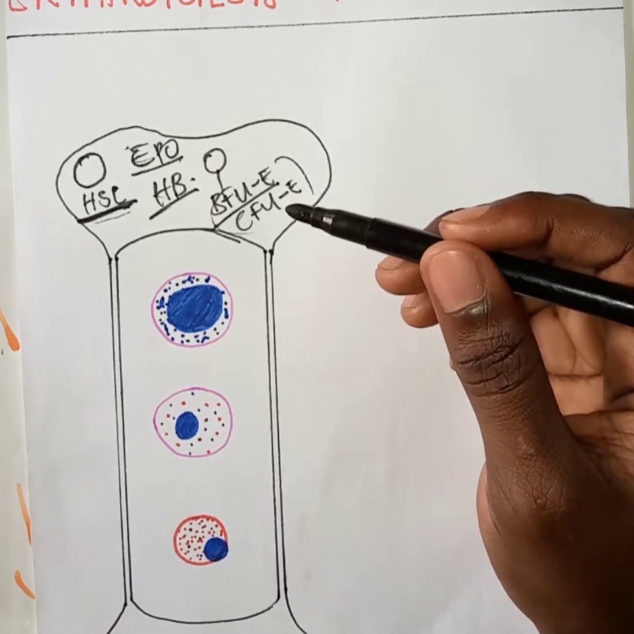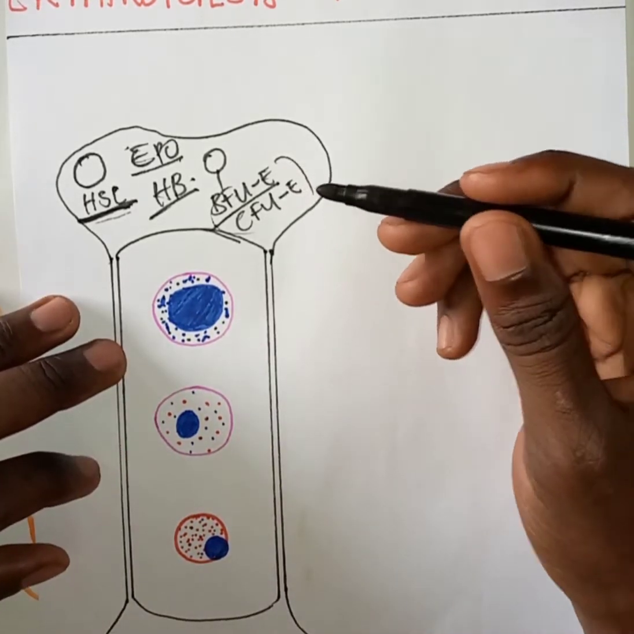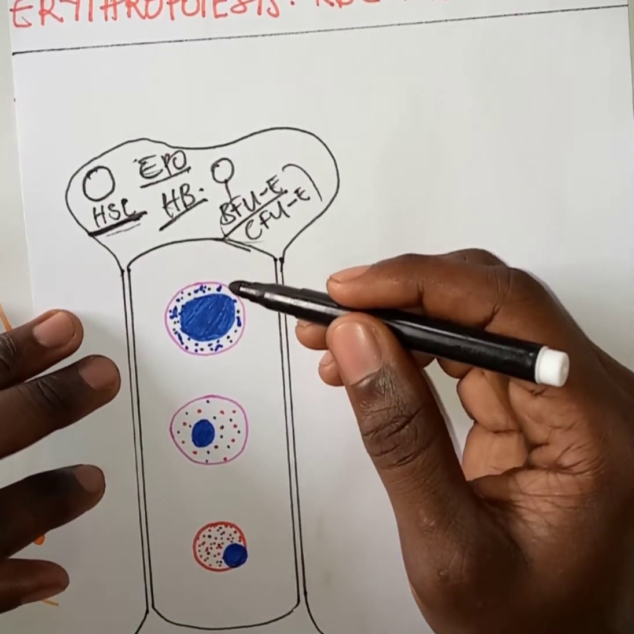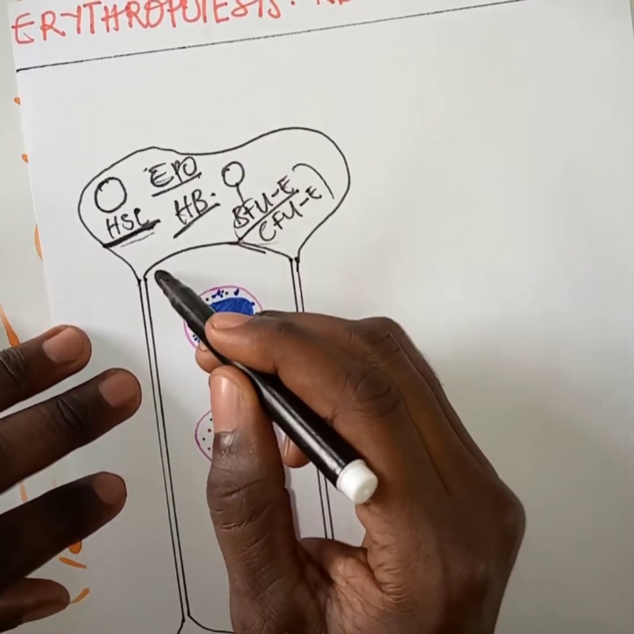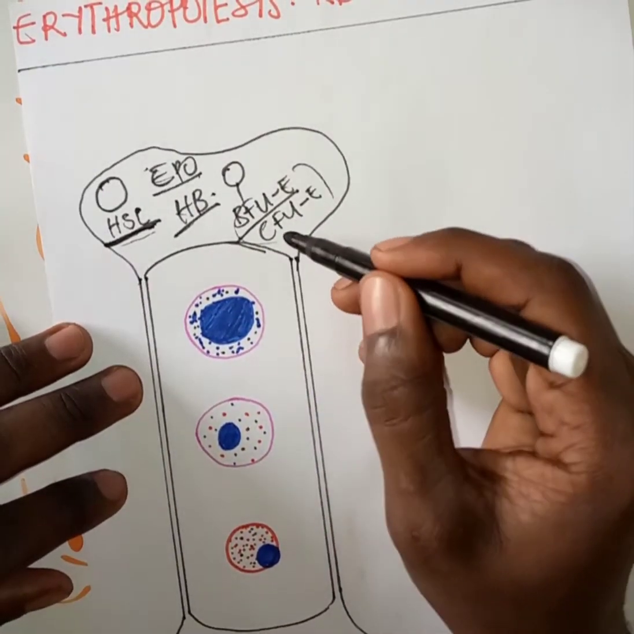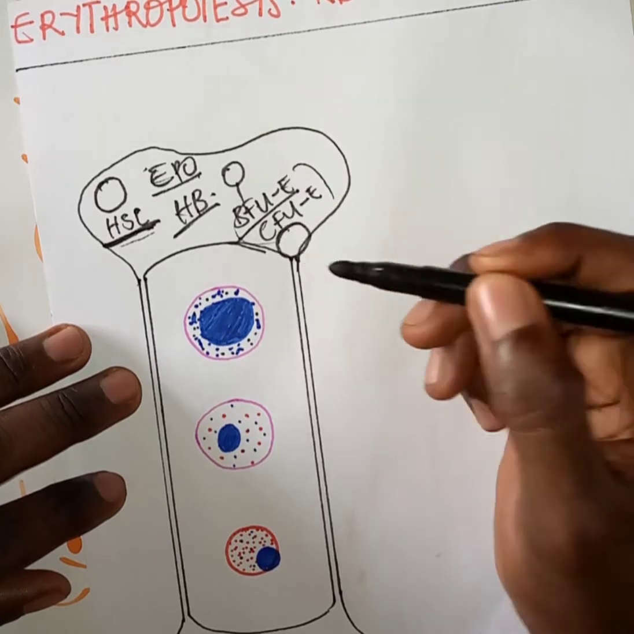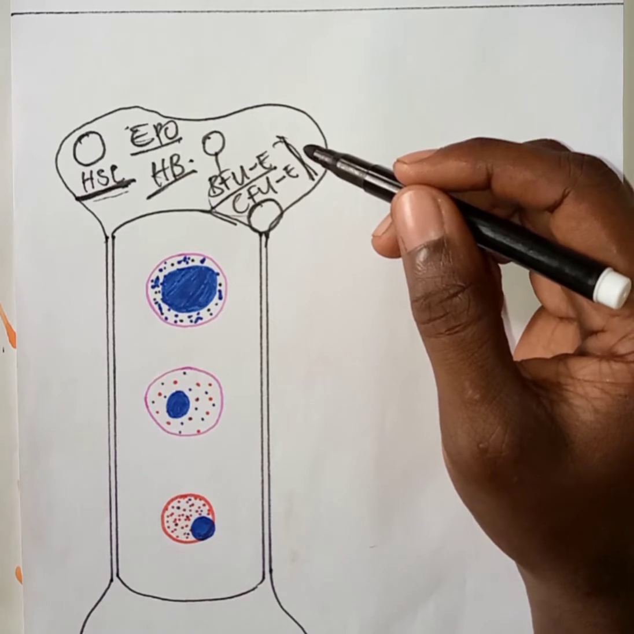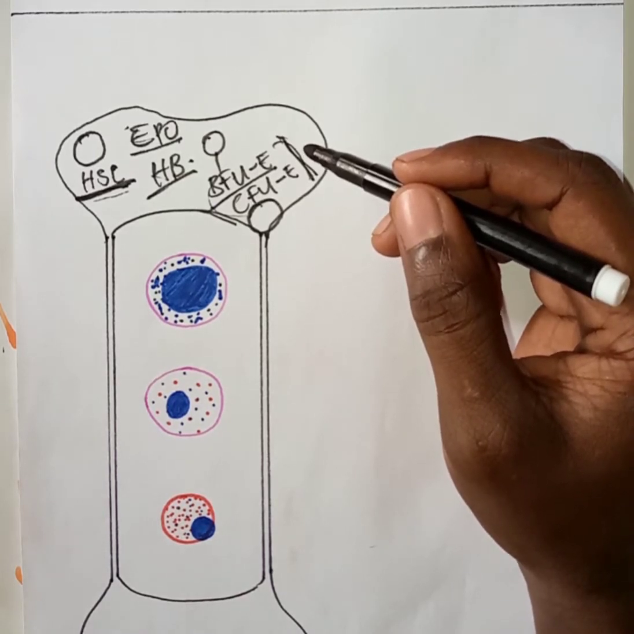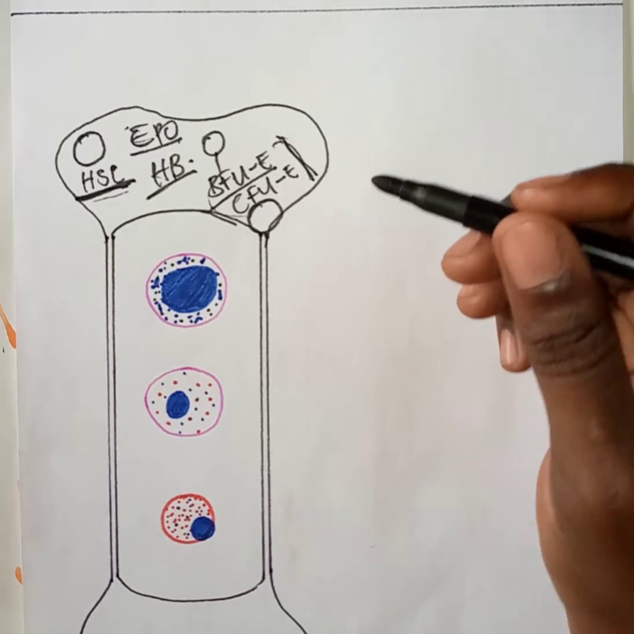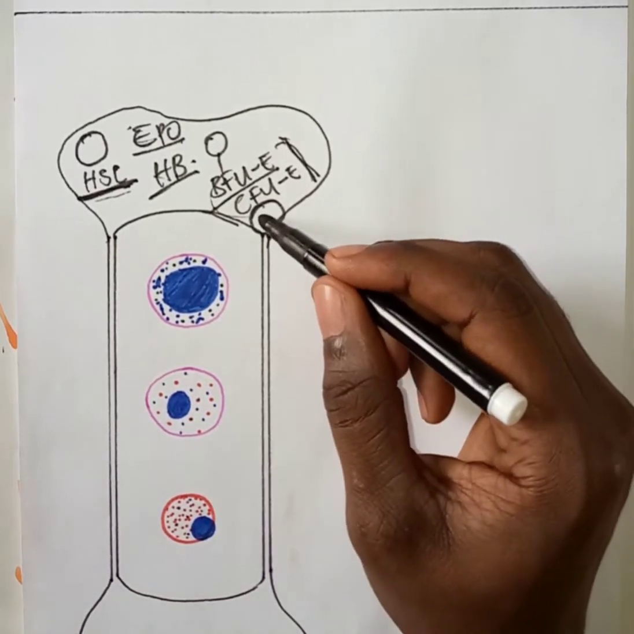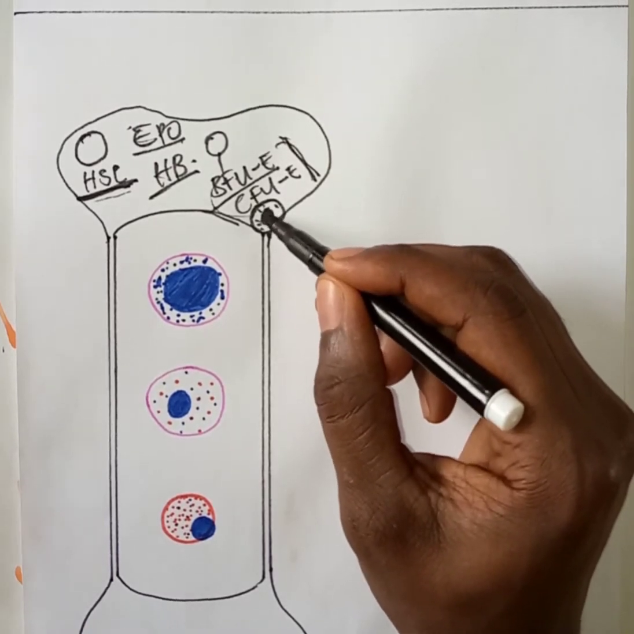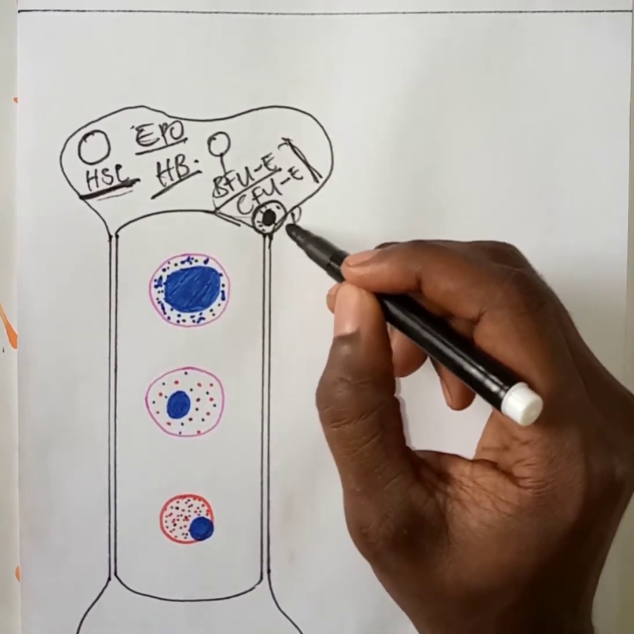So the blast and the colony forming units, erythroid, will be stimulated to form a cell called a pronormoblast. The pronormoblast will be the initial cell formed, and this is a large cell with a visible nucleus. The cytoplasm of this cell is highly basophilic, and it has a nucleus, the pronormoblast.